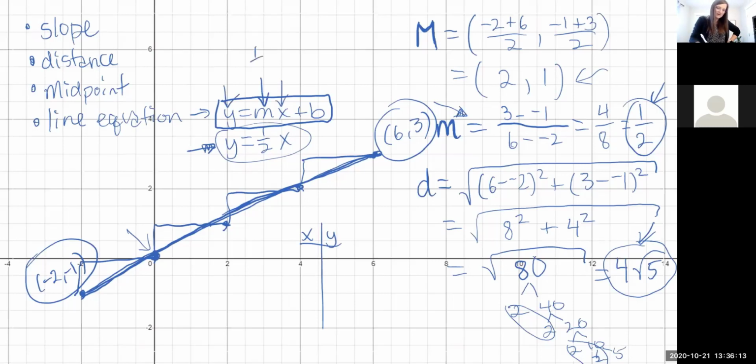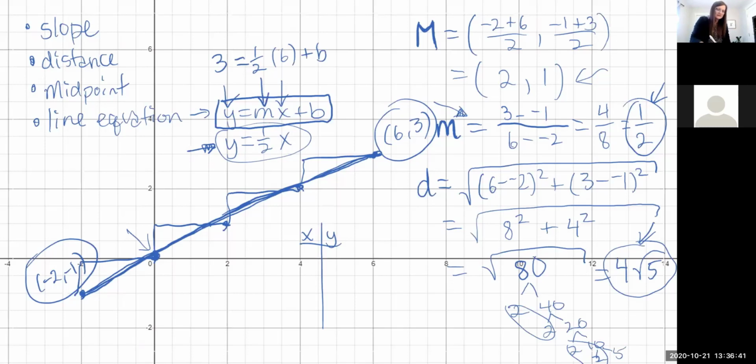So if we knew our slope is 1/2 x from our 2 points, and we also knew that 6, 3 is a point, I could plug that in, solve for b, and then I'd have my line equation, even if b was not so nice in this case. So that's just a quick review of that. We will come back to that.